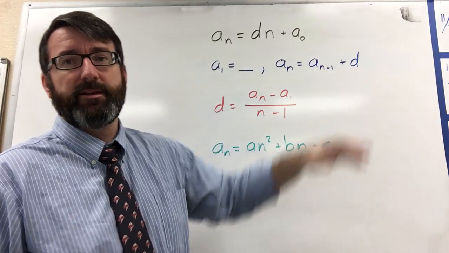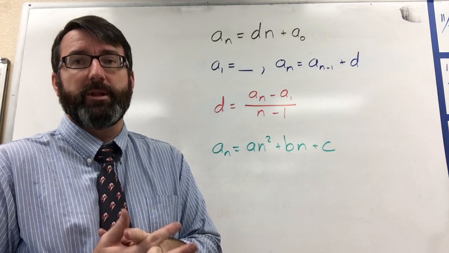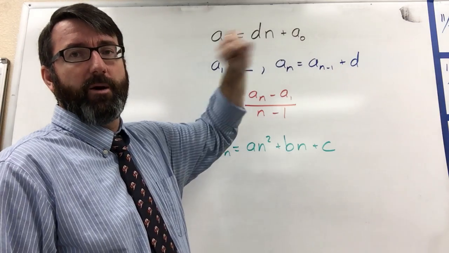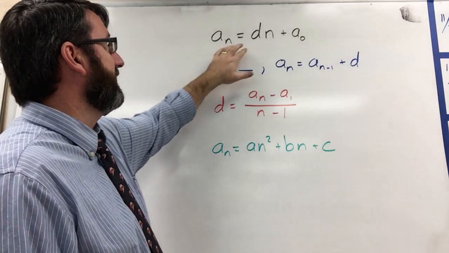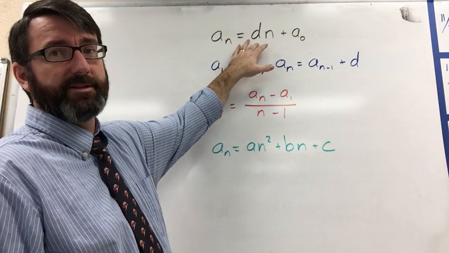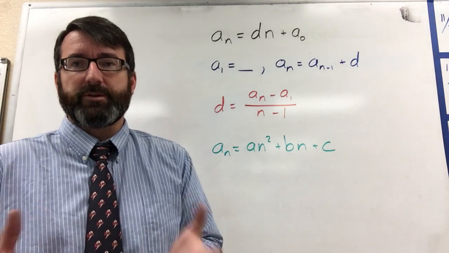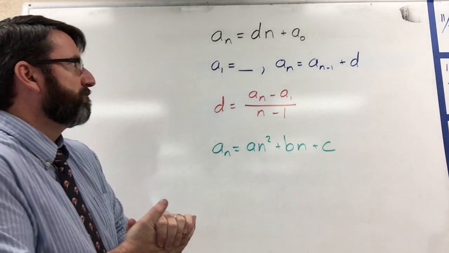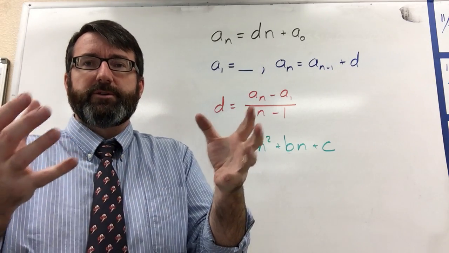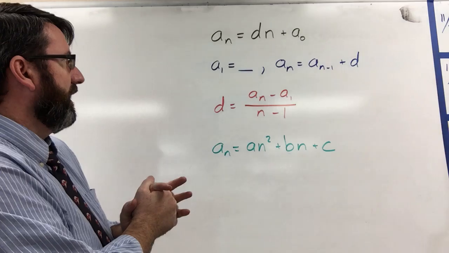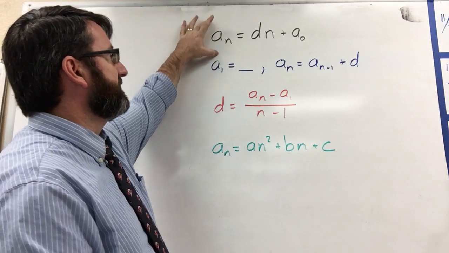For an explicit formula for an arithmetic sequence, this is going to be our formula. A sub n equals the common difference times n plus the zero term, or term zero, the number you'd get if you took the pattern and went backwards from the first term. So that's an explicit formula.